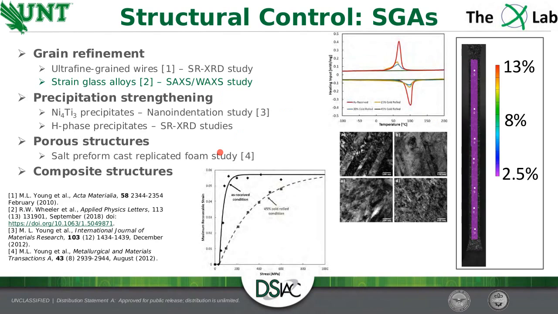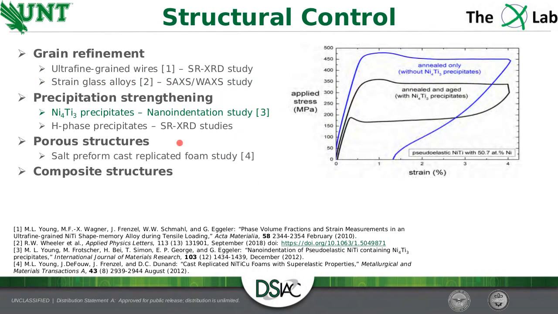Here I'm just talking about precipitation strengthening. One method is nickel-4 Ti-3 precipitates. You take a nickel-rich alloy and then you precipitate out this secondary phase. Without that, this is what your pseudoelastic material looks like. You don't get full recovery. With the precipitates, I create a little mini strain field around them, and that allows me to get much better recovery, or full recovery, of the material. Cold working does a similar thing, as does grain refinement. There are multiple ways in which we can achieve this, but it's something we have to think about when we're designing the material.